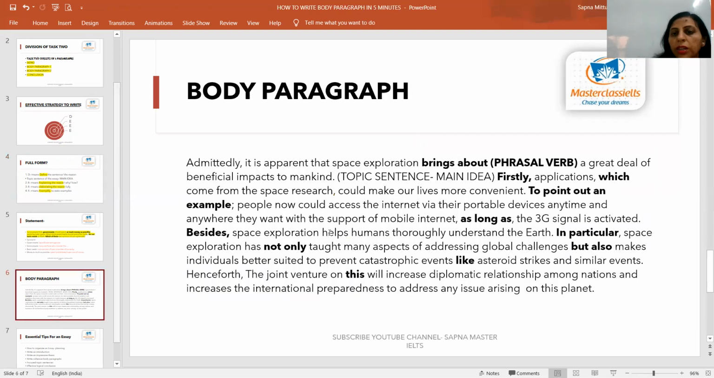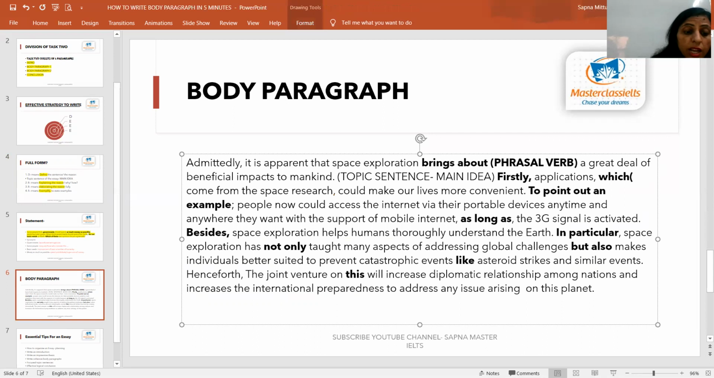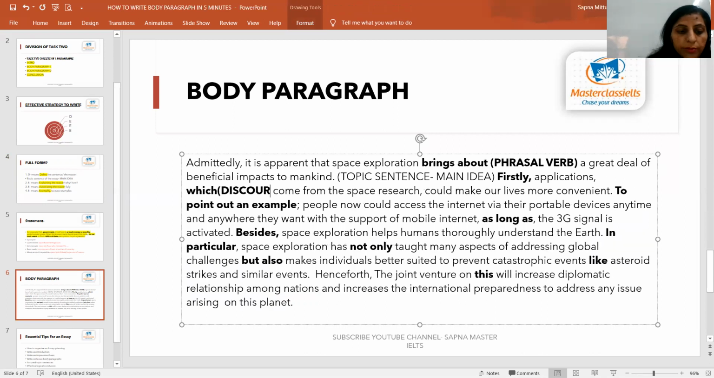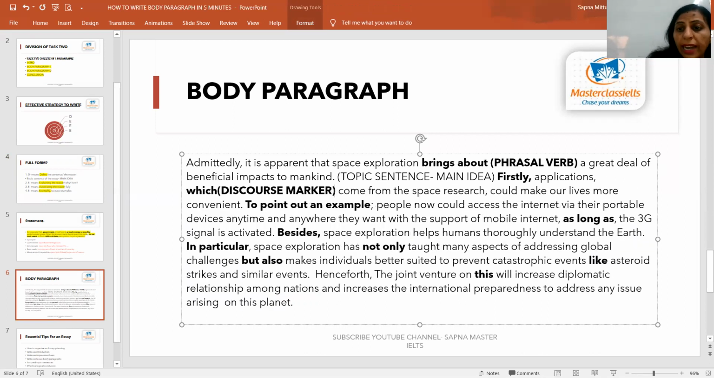So in this body paragraph, the first reason is, firstly, comma, applications which come from. Now "which" is a discourse marker which is connecting your line to the previous sentence. So that is why this will give an edge and this will help you to get good marks, right? Come from the space research could make our lives more convenient.